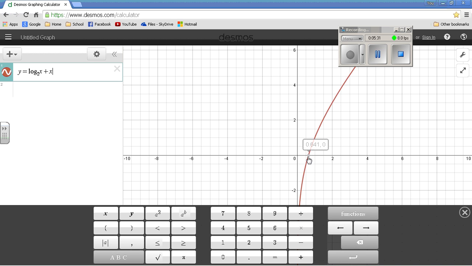There's log base 2 of x, and then I'm going to add x, and what's awesome, look at that. There's my root. There's my x-intercept. Again, not exact. Desmos has used some sort of guess and check algorithm as well. It cannot solve this exactly. This is just some sort of numerical algorithm that's put into the computer to get 0.641.